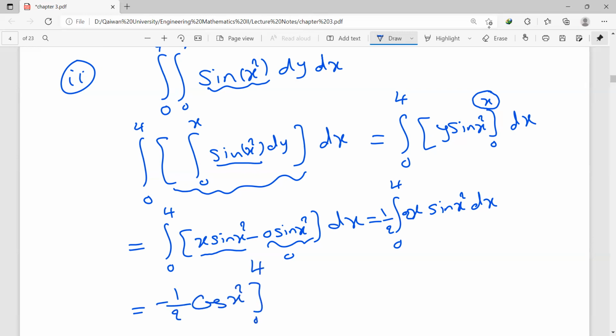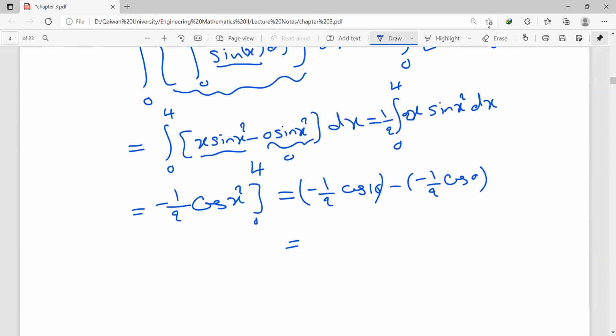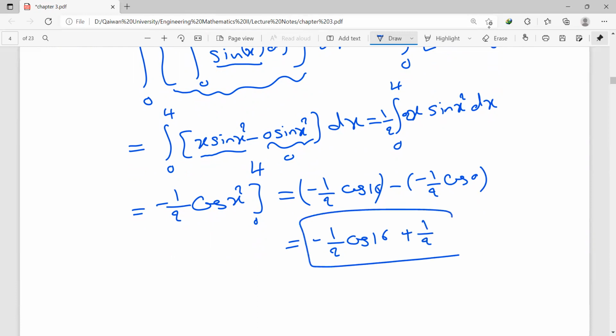Now you replace x by 4, then x by 0. It equals minus a half cosine 16 minus minus a half cosine 0. It equals minus a half cosine 16 plus a half. This is the result.